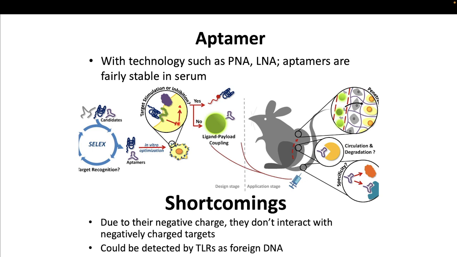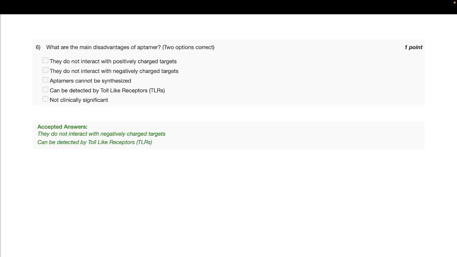Because your aptamer is now a synthetically produced DNA, they might elicit an immune response because they'll be considered foreign. So your toll-like receptors might detect them and then it might be degraded. So these are a few of the disadvantages of the aptamer system. Clear?